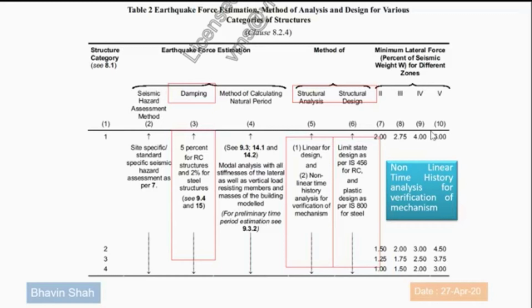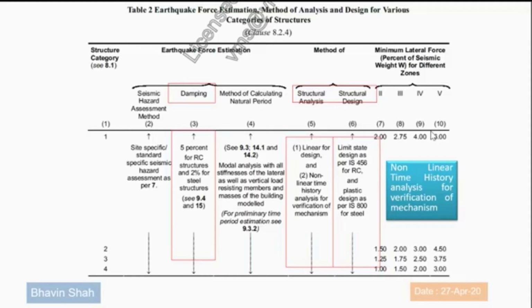This is the most important table of the code, I believe, which is Table 2. Firstly, it highlights different damping values for RCC as well as for steel structures. The RCC damping value is 5%, and for steel structures the damping value is 2%. And I hope you are aware that in the code all the structures are divided into 4 categories. Category 1 means the most important structures, and when we move from category 1 to category 4, the importance of the structure decreases.